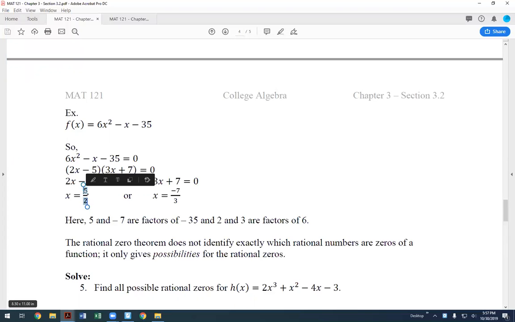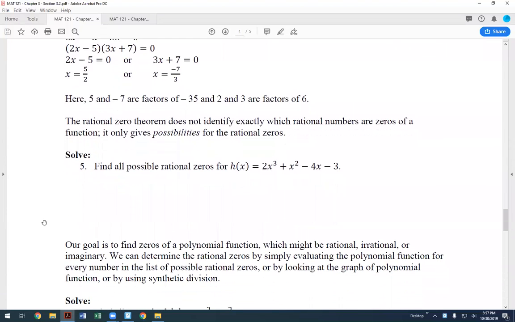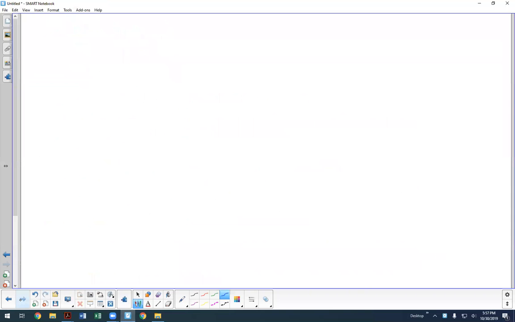Now again, you can see 5 and negative 7 actually came from the factors of negative 35, and 2 and 3 came from the factors of 6. So that's how this rational zero theorem works out in this case. And then it's basically telling you that same thing here, that the theorem does not identify exactly which ones are the zeros. It only gives you the possibilities for your rational zeros. So let's see what happens here in number 5. They're asking us to find all the possible rational zeros.